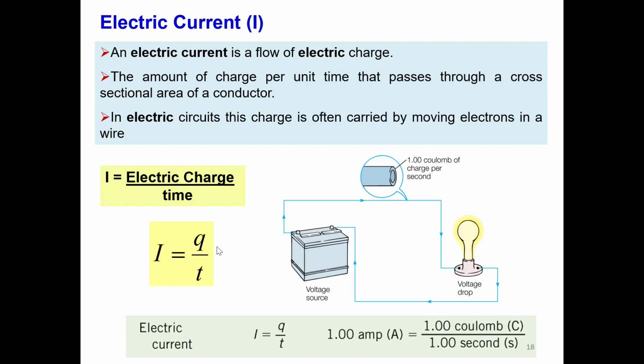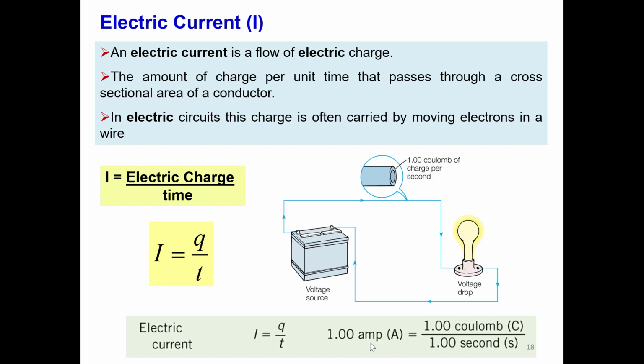Then the equation: remember, we can represent the electric charge by Q. Then the current is Q divided by the time. Now let's check the units. The unit for charge is coulomb. The unit for time is seconds. Then coulomb divided by seconds corresponds to the ampere or amp, or we can use just A.